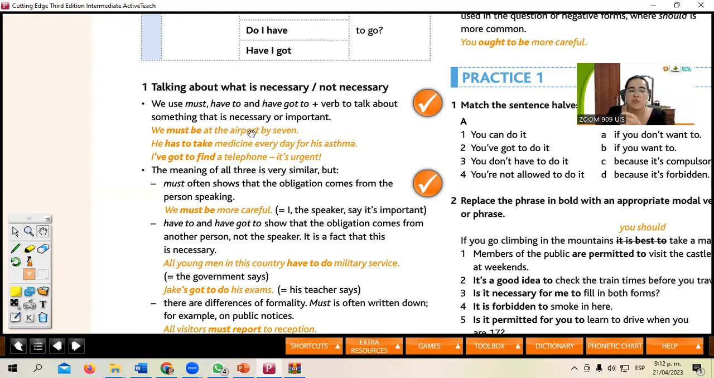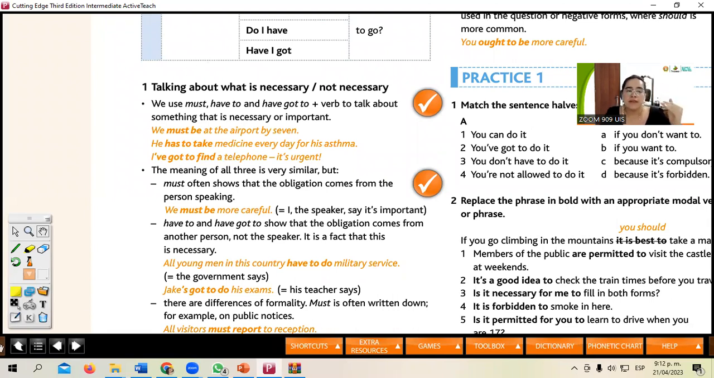We must be at the airport by 7. He has to take medicine every day for his asthma. I have got to find a telephone. Entonces, el must, has to o el got to más el verbo para hablar de algo importante o necesario, ¿ok?